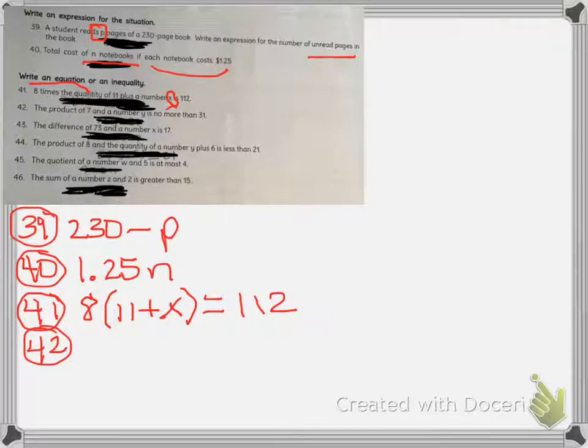Let's read number 42. The product of 7 and a number y is no more than 31. So let's just first look at the product of 7 and a number y. So 7 times y, because product means multiplication, is no more than 31. So less than or equal to 31. The no more means that we have at least 31 or less.